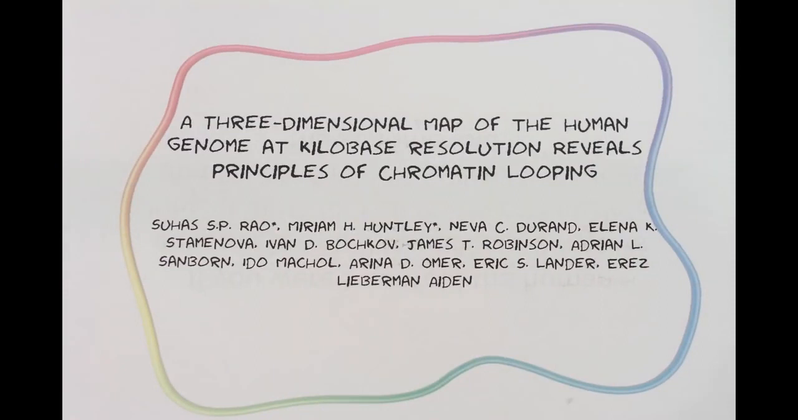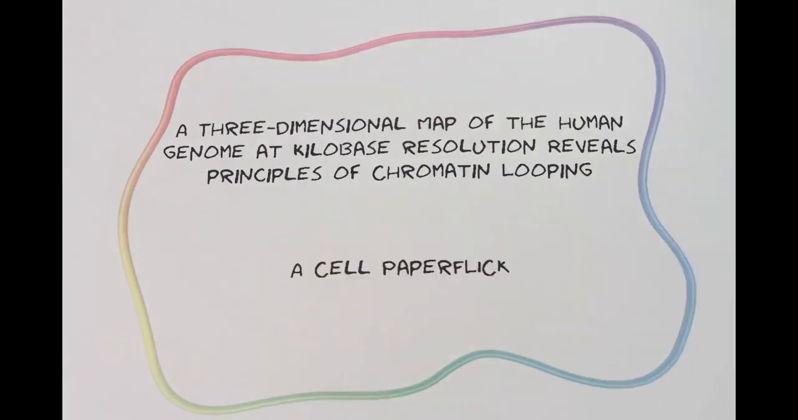Presenting: A three-dimensional map of the human genome at kilobase resolution reveals principles of chromatin looping. A Cell paper.